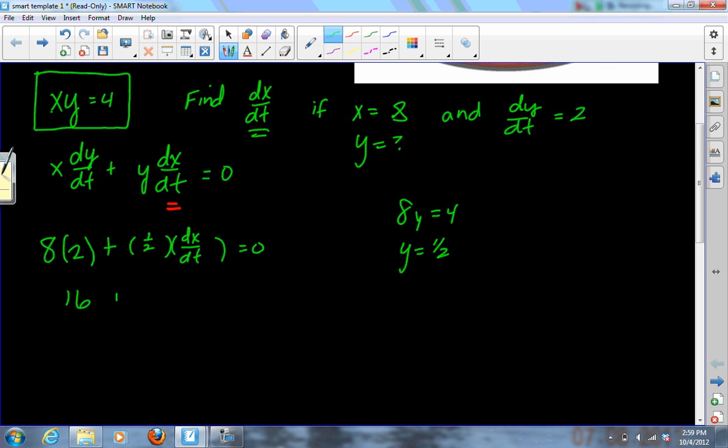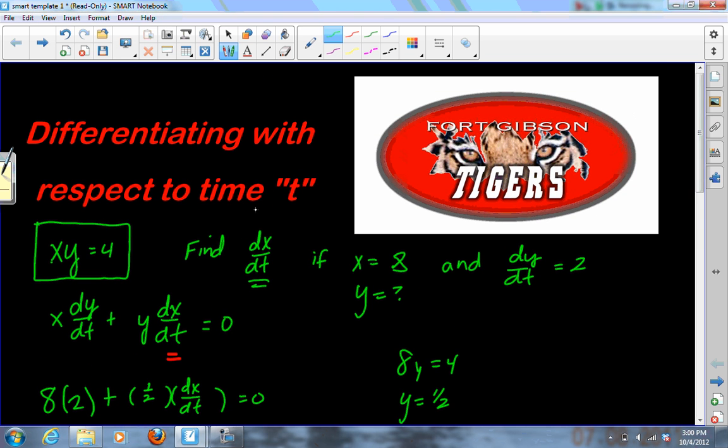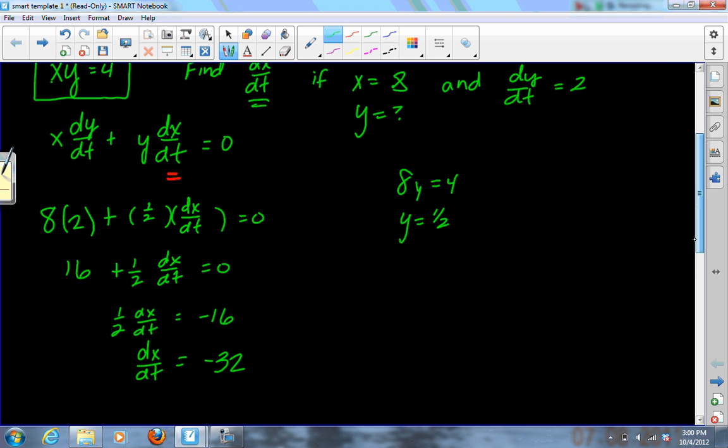So 16 plus 1/2 dx dt equals 0. So 1/2 dx dt equals negative 16. So dx dt is negative 32. Alright, and that is how you find a derivative with respect to t, and also how you substitute in pieces to find a missing piece. And that's all this video has.